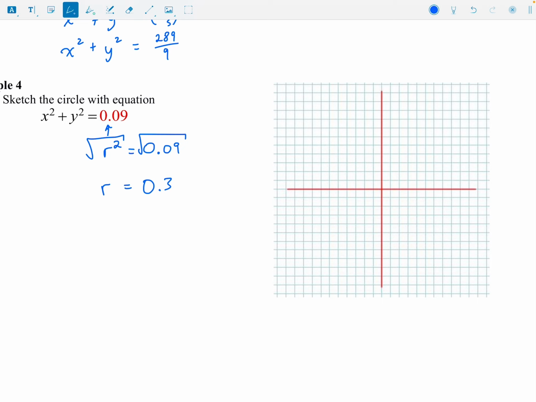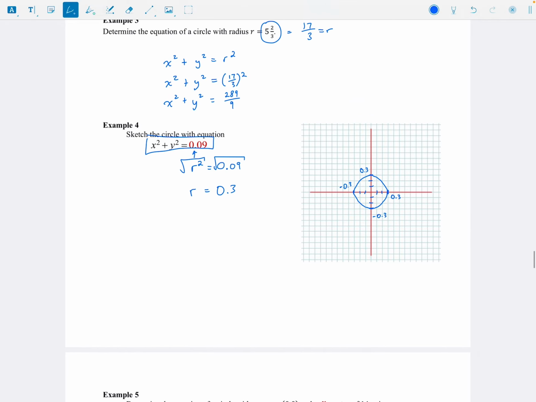So we need to draw a circle. This whole thing, again, is focused on a circle with center 0, 0. So that means we need to go over 1, 2, 3. Let's make this right here 0.3, and up here 0.3, and down negative 0.3. We'll make this one negative 0.3. And now the art of drawing in a circle. Good luck to you. Not my best. There you go. That's a circle with center 0, 0 and radius of 0.3.